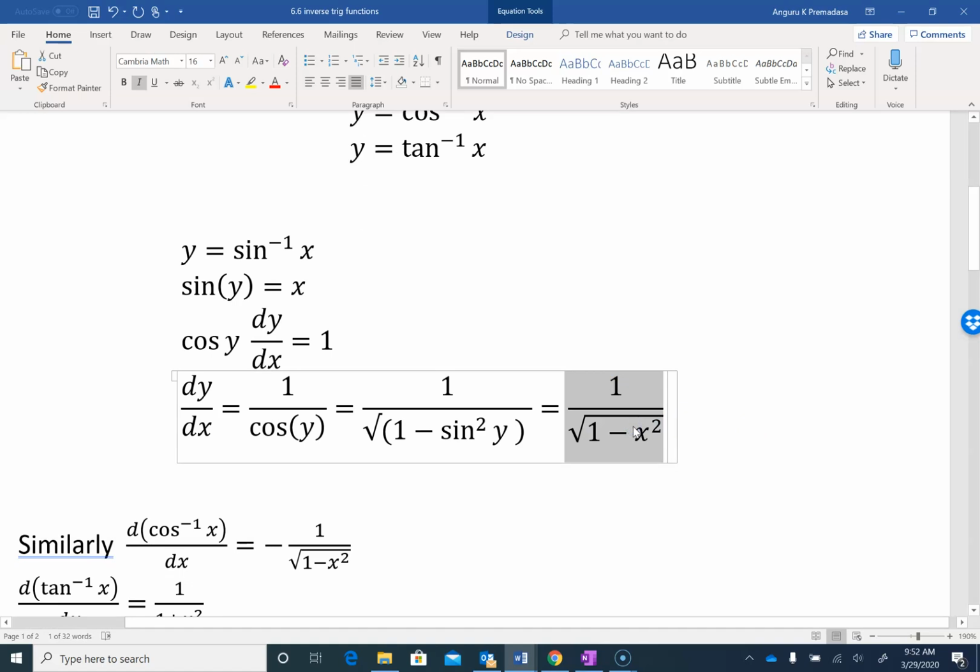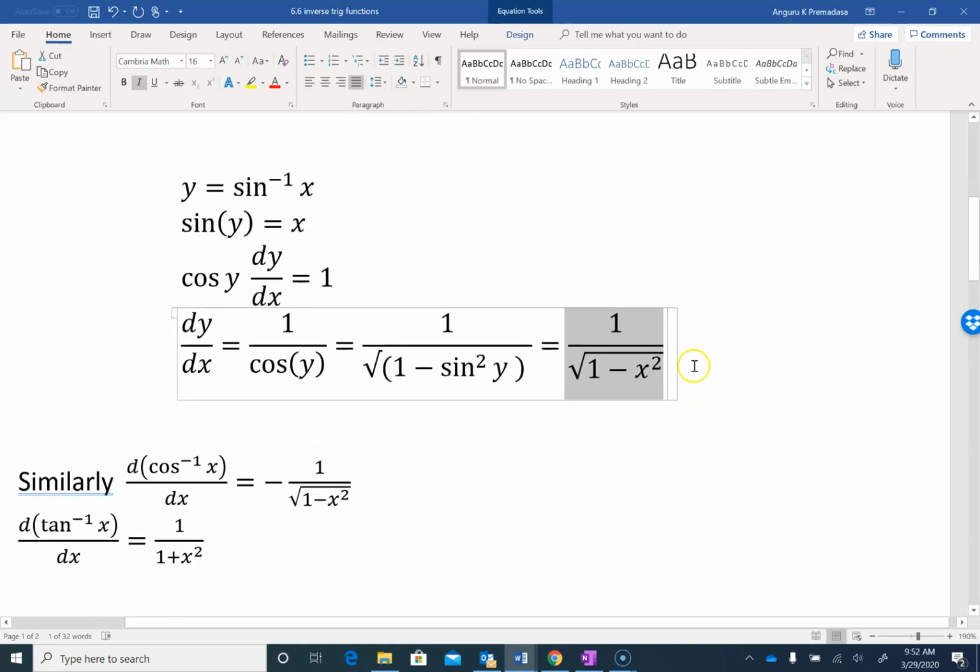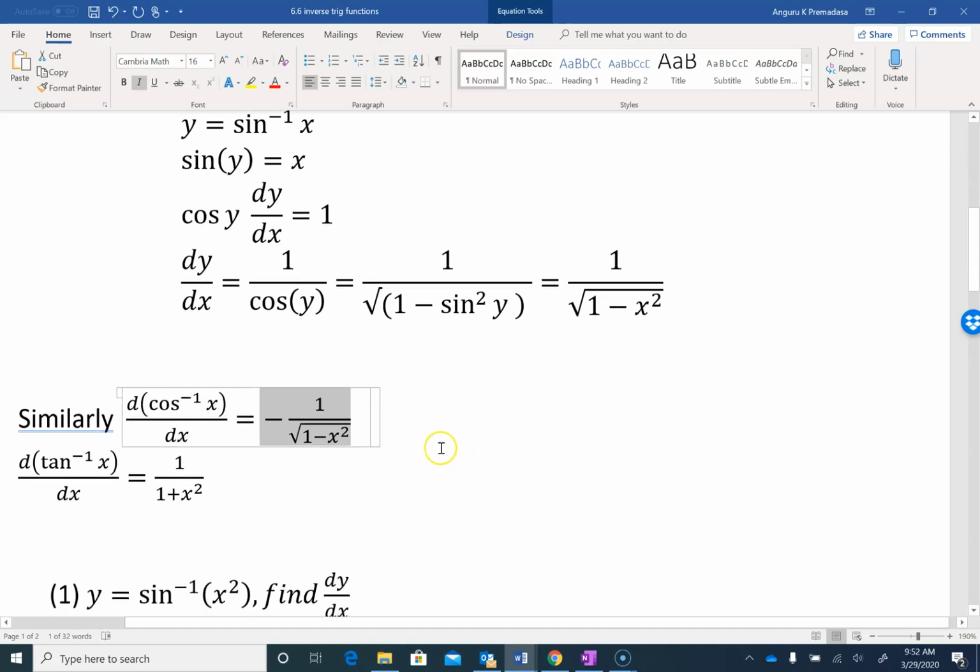All right. So if y is equal to sine inverse x, the derivative is equal to 1 over the square root of 1 minus x squared. Using a similar argument, we can show that the derivative of inverse cosine of x is equal to negative 1 over the square root of 1 minus x squared, and the derivative of the inverse tangent of x is equal to 1 over 1 plus x squared. Note that there is no square root with the tangent. Okay.